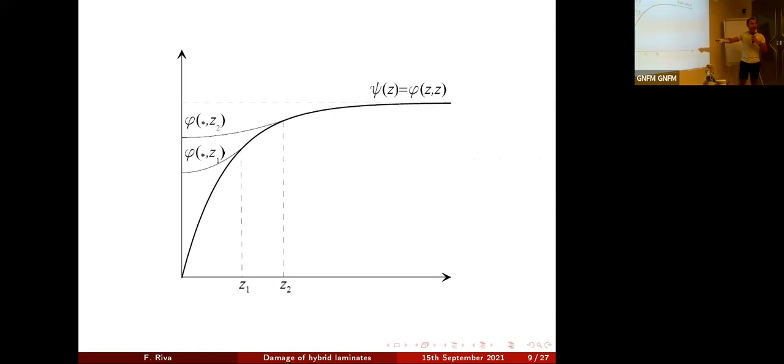So we are somehow recovering some part of the energy, but in the end, when the slip is zero, we have not recovered the whole energy because we are here and not in the origin. And then so on and so forth. The procedure keeps going in this way. Okay, so this is the behavior of this cohesive law.